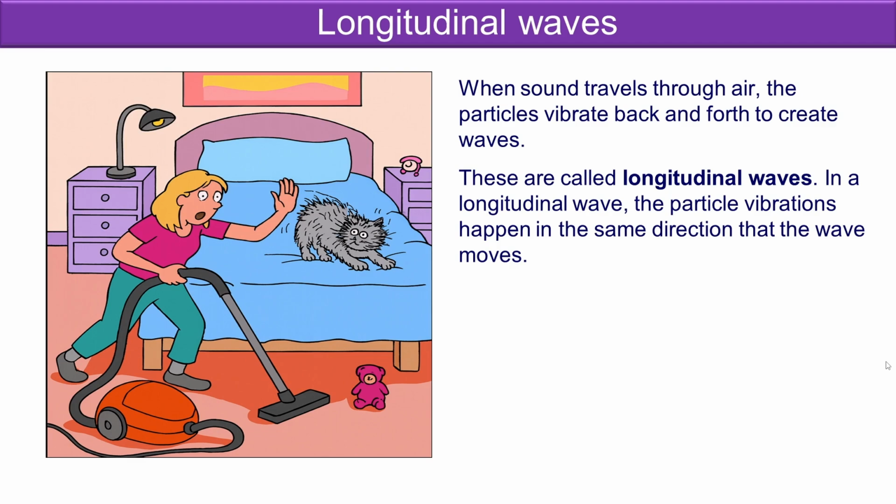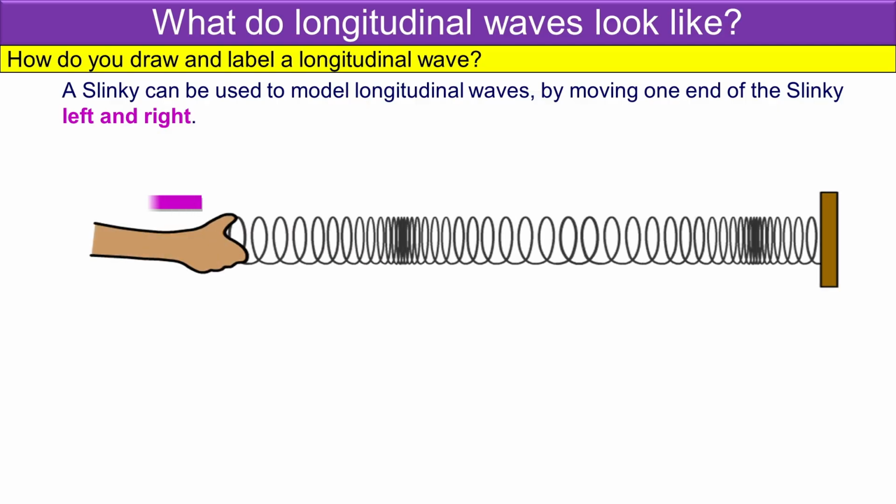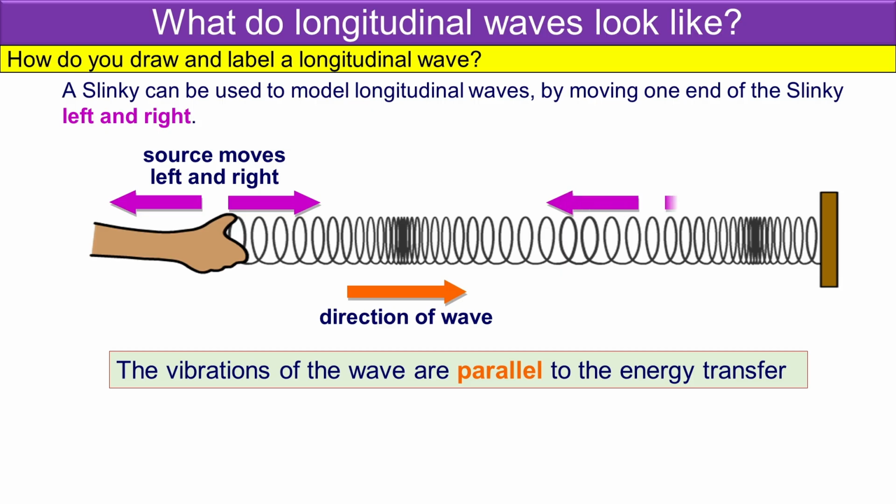The next type of wave is called a longitudinal wave. This is when the particles are vibrating parallel to the energy transfer. Sticking with our slinky example, we can vibrate the slinky left and right, and the energy transfer is also going to be parallel to this direction.